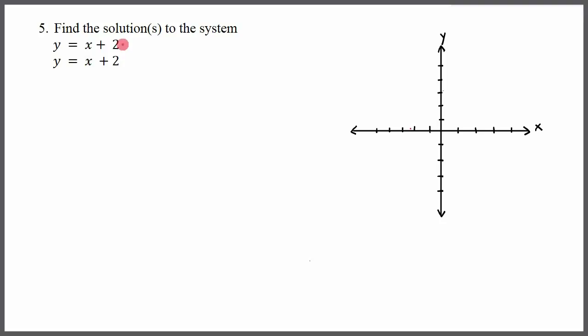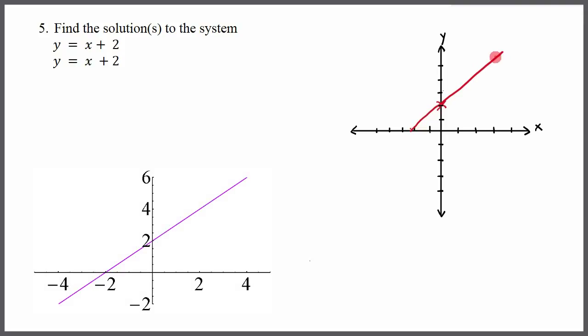So if we graph our first equation, we get a line that passes through the point (0, 2) and has a slope of 1. If we look at our second equation, we get the same line that passes through (0, 2) and has the same slope of 1. These lines have infinitely many solutions, so we say that this system is linearly dependent.